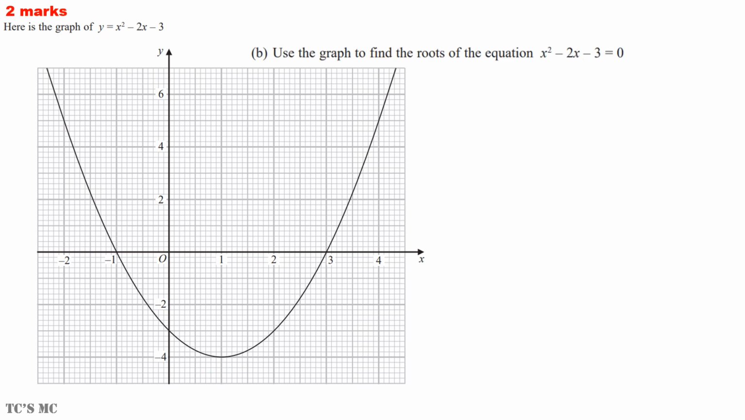Use the graph to find the roots of the equation x squared subtract 2x subtract 3 equals 0. If it equals 0, it means y is equal to 0, and y is equal to 0 along the x-axis. So where does the curve cross the x-axis? And that's along this point over here and this point over here. And for one mark, you need to say x equals -1. For a second mark, x equals 3.